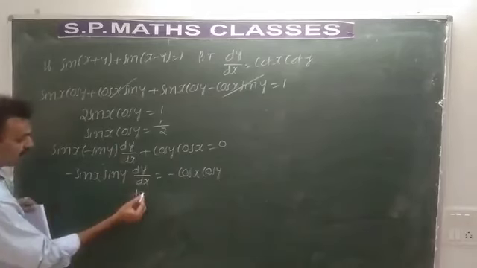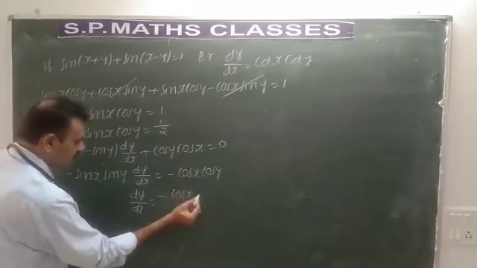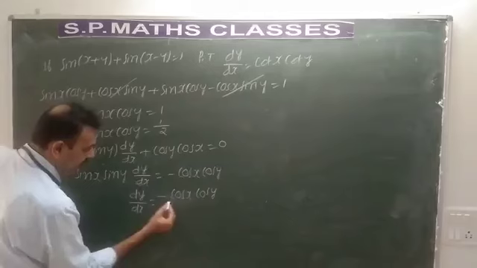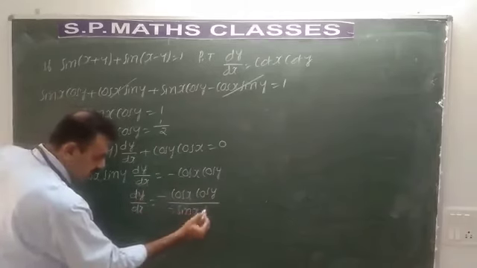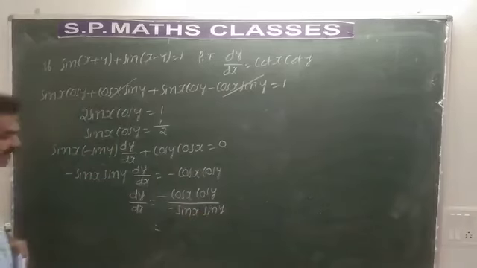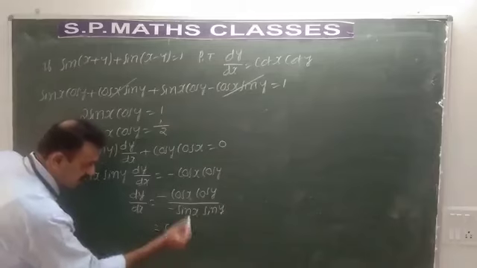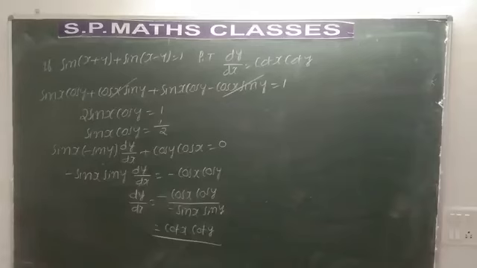What is dy by dx now? Minus cos x into cos y divided by, to cross multiply, minus sin x into sin y. You will be getting cos x by sin x, which is nothing but cot x, and cos y by sin y, which is nothing but cot y. Hence that is the answer. We have got dy by dx as cot x into cot y. Hope you have understood this problem.